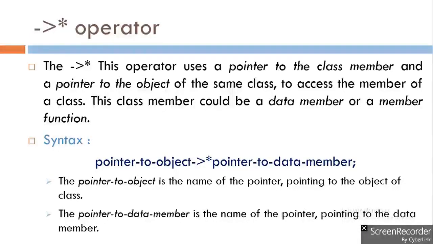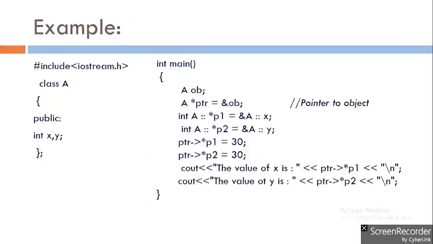We can say that pointer to the object is a pointer variable which we created in our main section to point to the object, and then we use that particular pointer variable to point to the pointers to the data members which we created in the previous example. Let's see the example here.